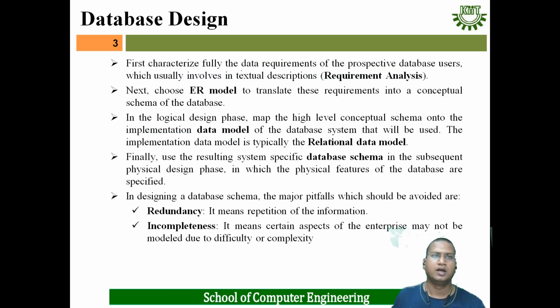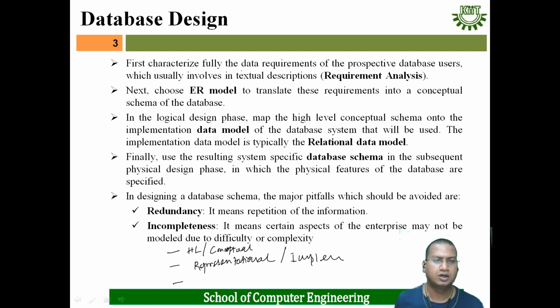Now, in previous chapters I have already told you that for a good database design, three levels of design are involved. First one is the high level or conceptual level design. The second level is the representational or implementational level design. And the third one is the low level or physical design. In these three levels, a database is generally designed.